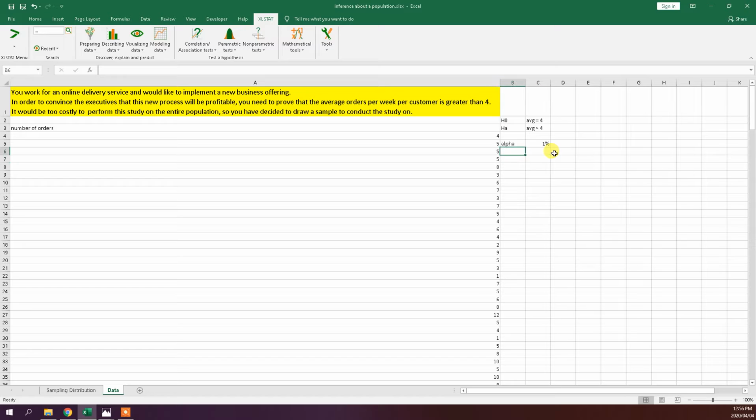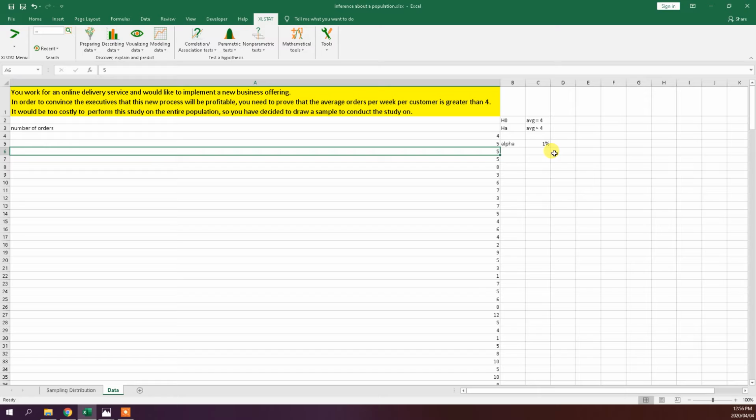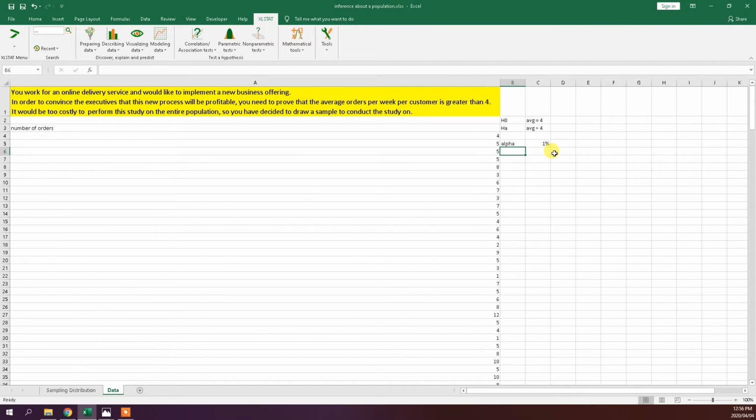In a case like this, you might actually know the size of the entire population. So if you know that you've got 25,000 customers that use your service, then you would be able to use something called the finite population correction factor.